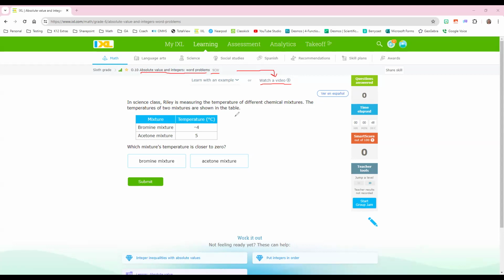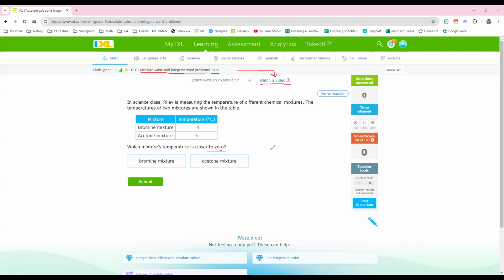So in science class, Riley is measuring the temperature of different chemical mixtures. The temperatures of the 2 mixtures are shown in the table. So we have a bromine mixture at -4 degrees Celsius and an acetone mixture at 5 degrees Celsius. Which mixture's temperature is closer to 0?